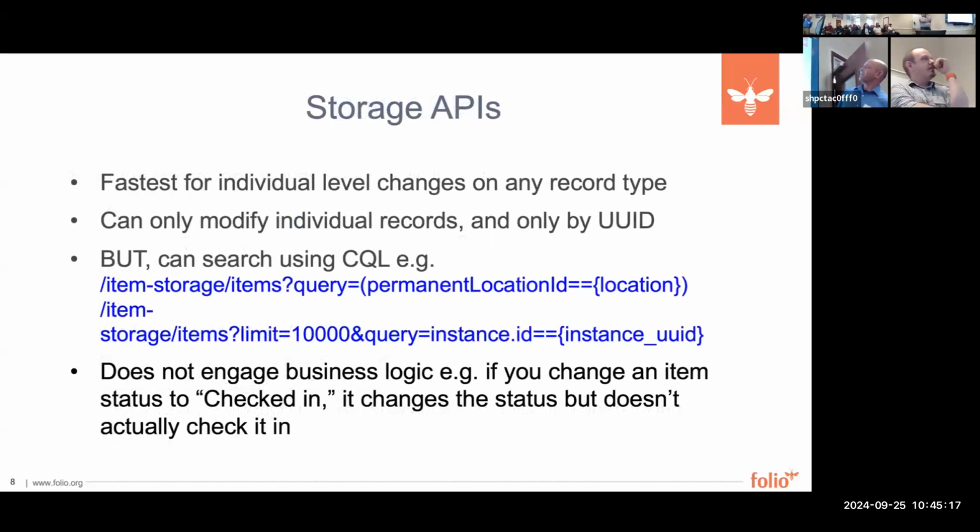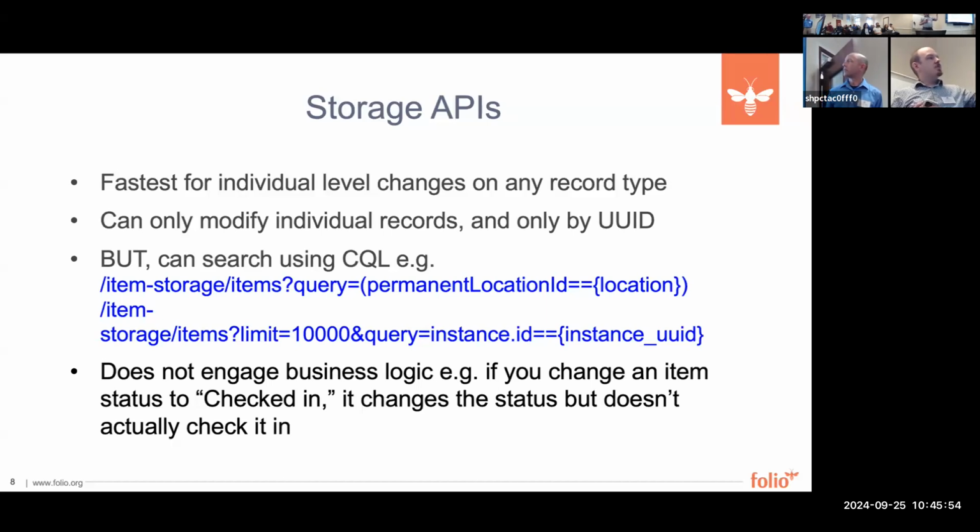This is a little bit more about storage APIs. These are the fastest way for individual changes to any record type. Some of the modules in FOLIO have just a single API. There's no storage and business logic distinction. But inventory and circulation all have a business logic layer and a storage layer in their API structure. You can only modify individual records by UUID except for the batch options we met before. You can search.